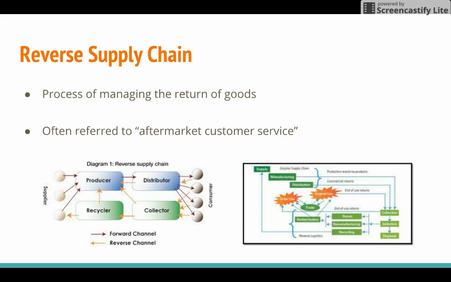So next, I'll talk about a reverse supply chain. Reverse logistics is the process of managing the return of goods. Oftentimes it is referred to as aftermarket customer service. Anytime money is taken from a company's warranty reserve or service logistics budget, one can speak of reverse logistics operations. Reverse logistics is also the process of managing the return of goods from a store, where the returned goods are often sent back to the warehouse, and then the warehouse either scraps the goods or sends them back to the supplier for replacement, depending on the warranty of the merchandise.